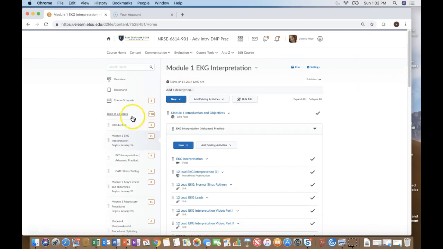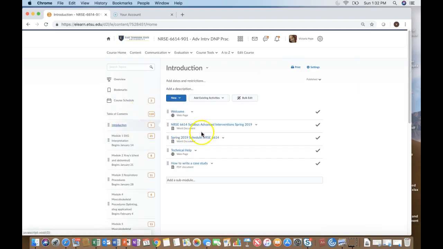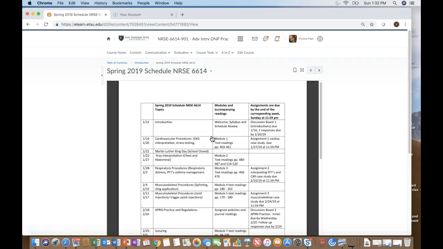If you look here in the introduction section, I do have the schedule. You can open it up and it'll break down when all your assignments are due. Again, it's really not an assignment-heavy course here. We're going to do case studies.